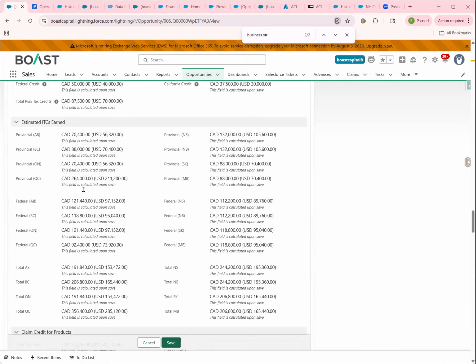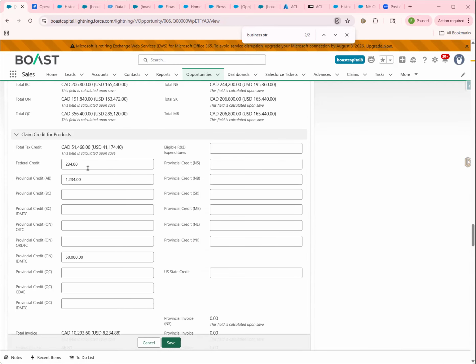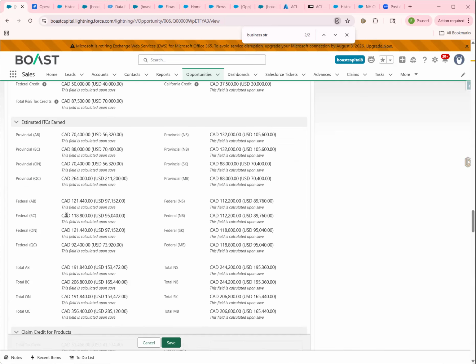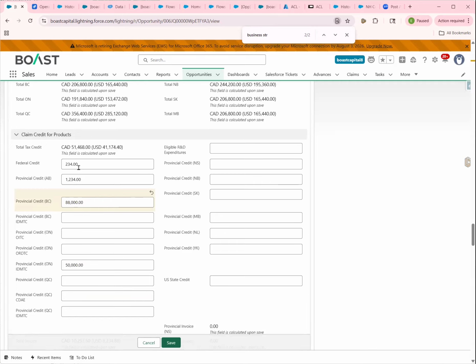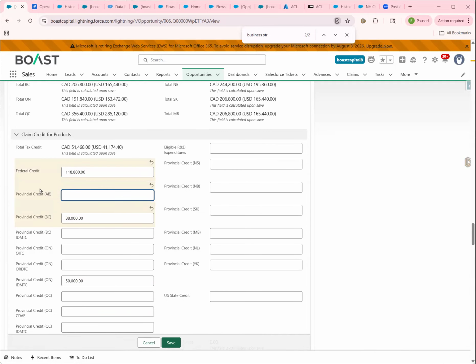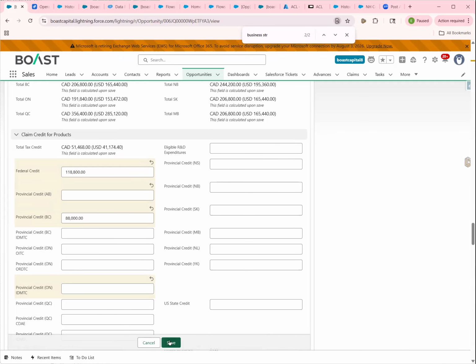So if you imagine before, what they would do is they would say, okay, there's 80,000 for BC. They would go down here and put in 80,000 here. It saves them having to put it upstairs, right? And then you would populate here. This was the original workflow. But these fields are no longer used.